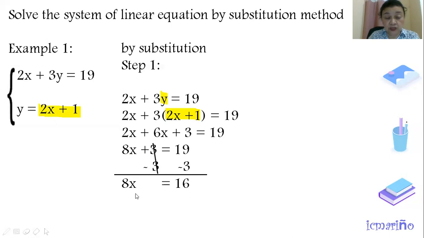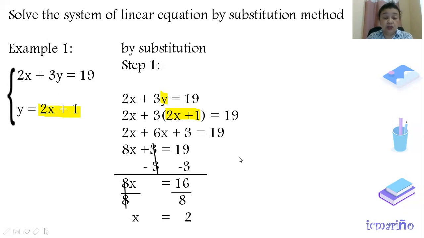So we have to divide both sides by 8 so that we can eliminate 8, and that is x equals 2. Okay, 8 divided by 8 is 1, and 16 divided by 8 is 2. So our value for x is 2.